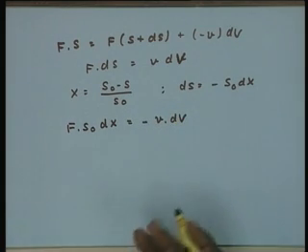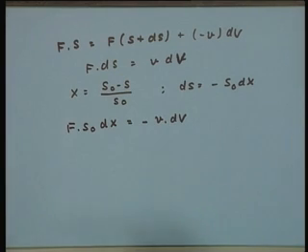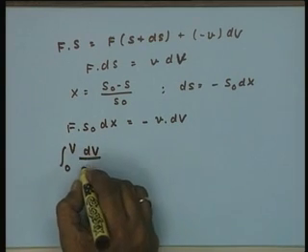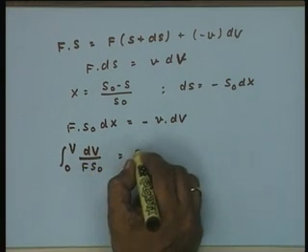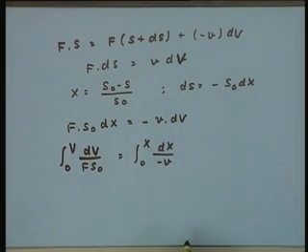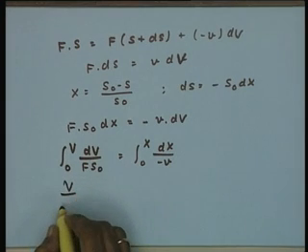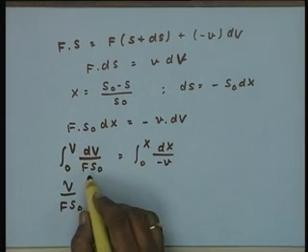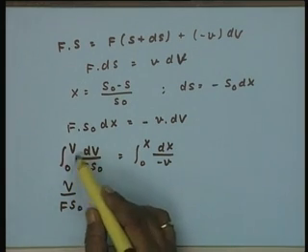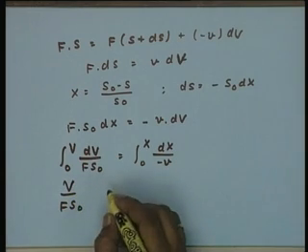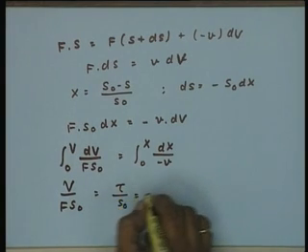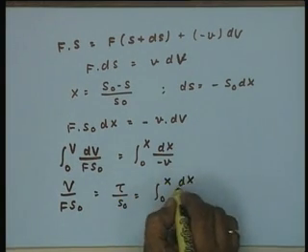Now, you can integrate this, and the integrated form will give you the integral from 0 to V of dV over F S naught equal to the integral from 0 to x of dx over minus v, or V upon F S naught, because feed rate is constant and substrate concentration is constant. So this becomes the definite integral, V upon F S naught, and that is essentially V upon F, which is tau, so tau upon S naught equals the integral from 0 to x of dx over minus v.